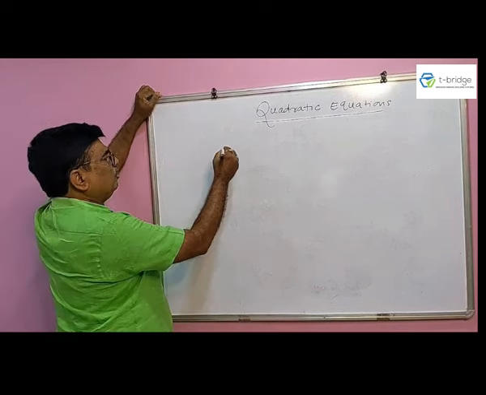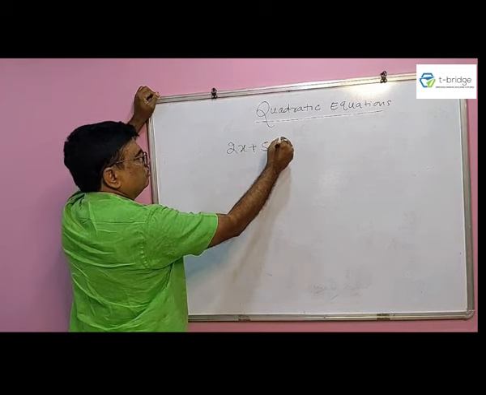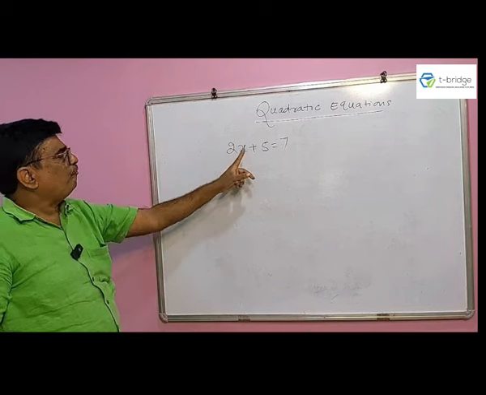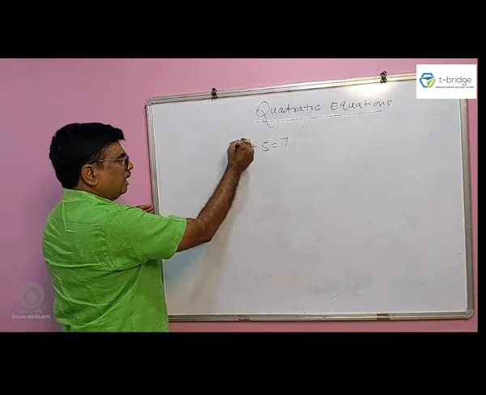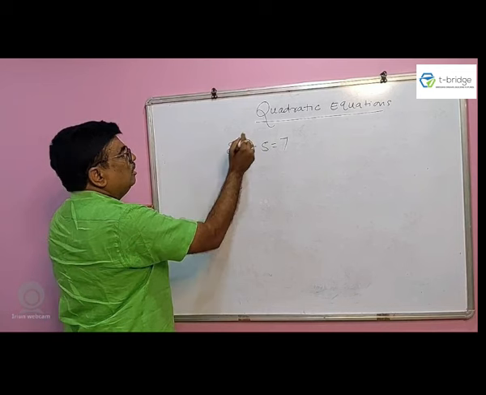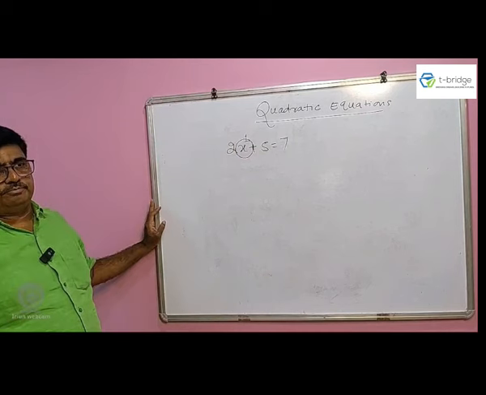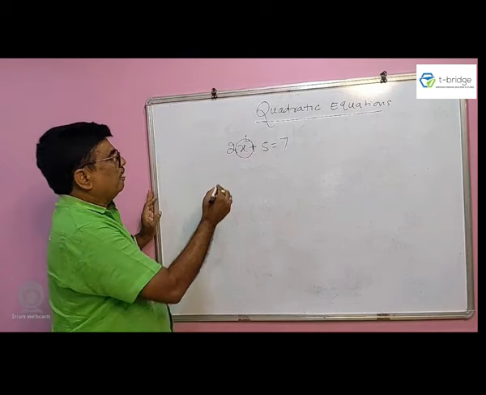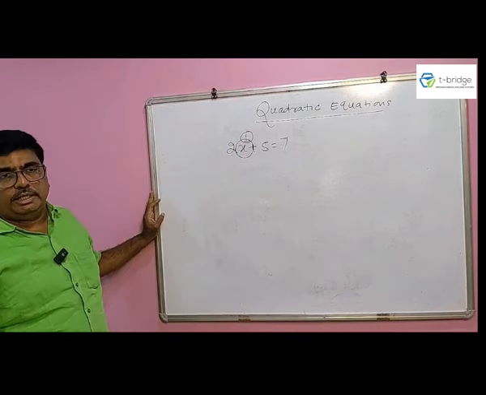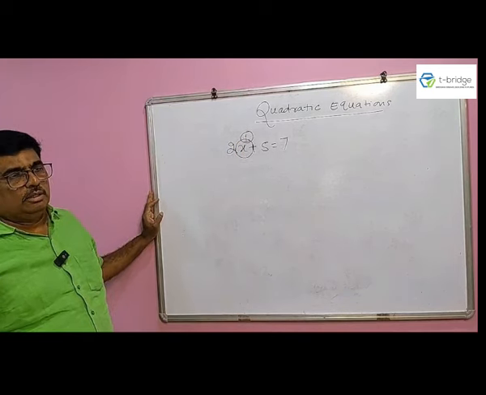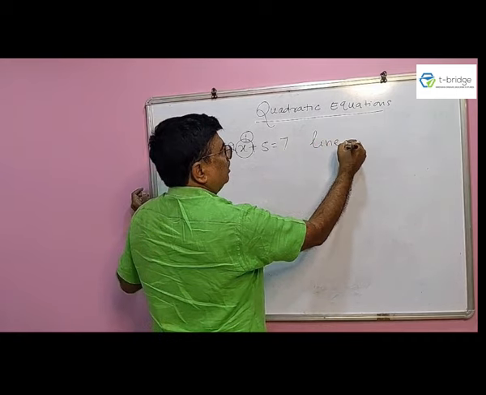See, I am going to write one example here: 2x plus 5 equals 7. Here 2, 5, 7 are constants, x is the variable, and the power is 1. If the highest power of the variable is 1, then it is called a linear equation.